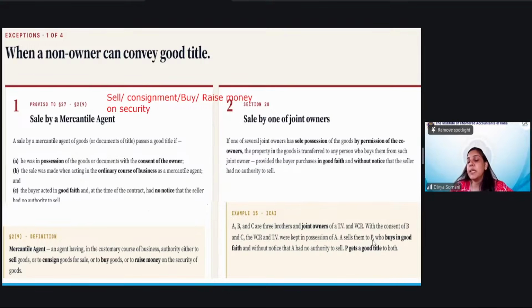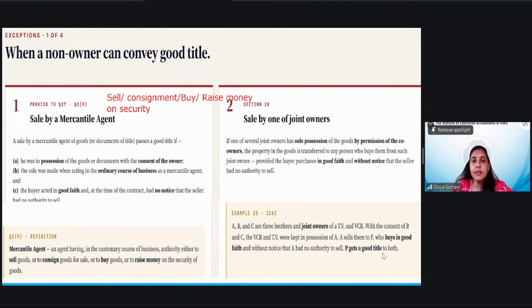A sells them to P. P will be the buyer here. A is one of the co-owners. He has the possession of the whole goods, but he is not the complete owner of the goods. But now P, who buys the goods in good faith and without notice that A had no authority to sell, in that case P will get a good title for both of these goods.